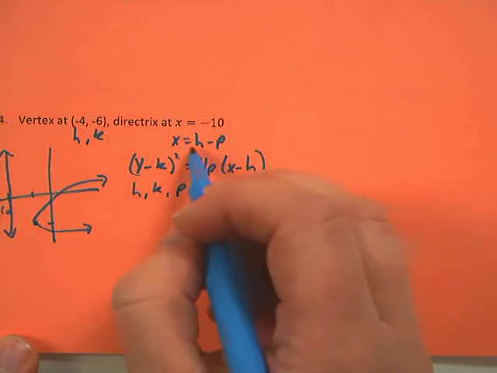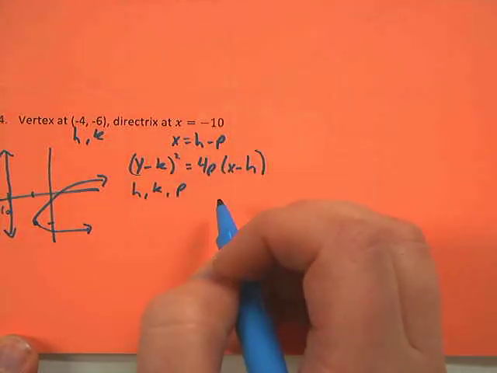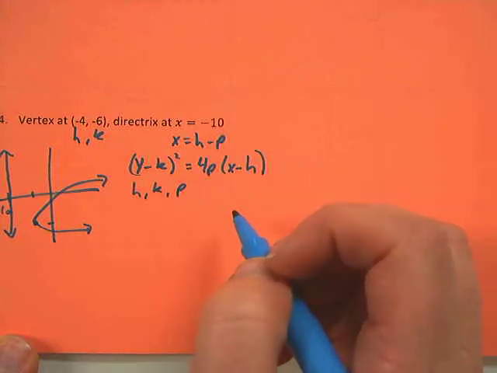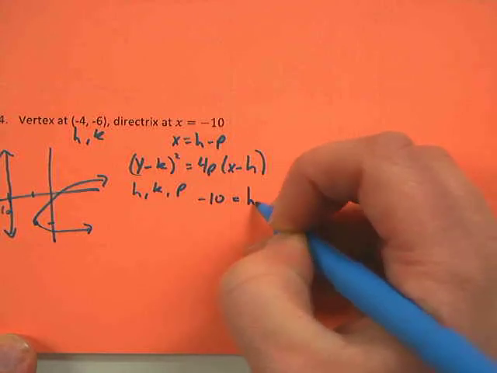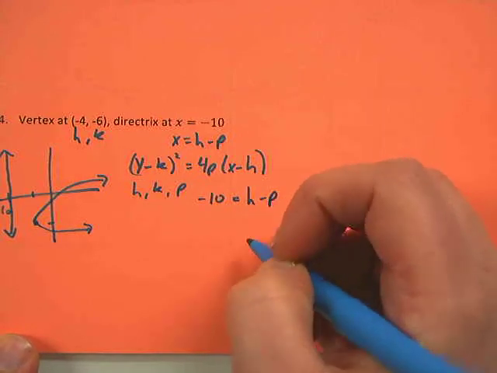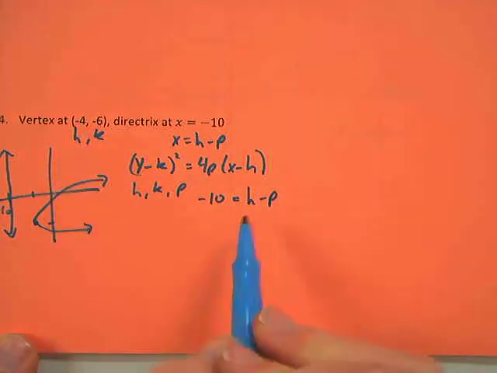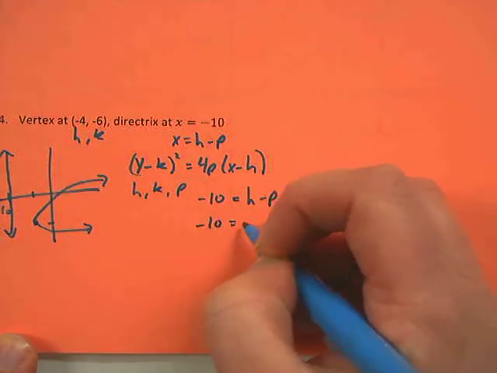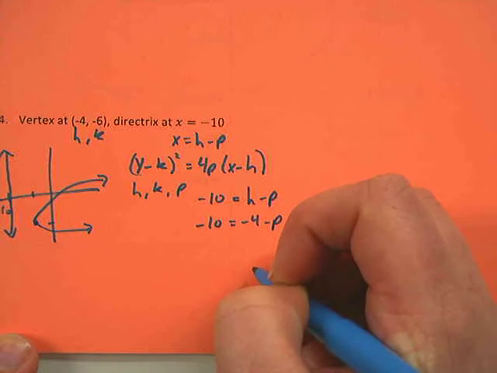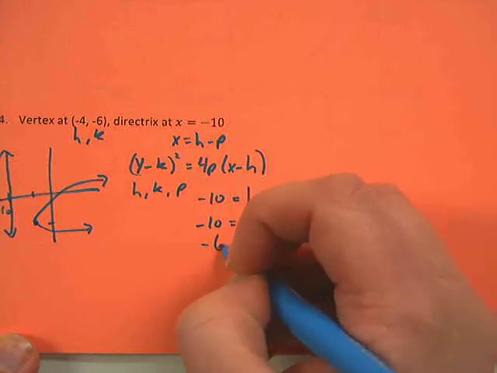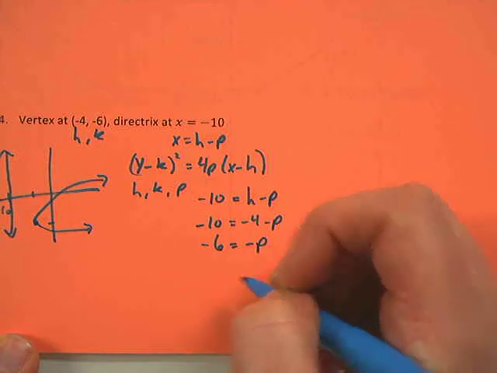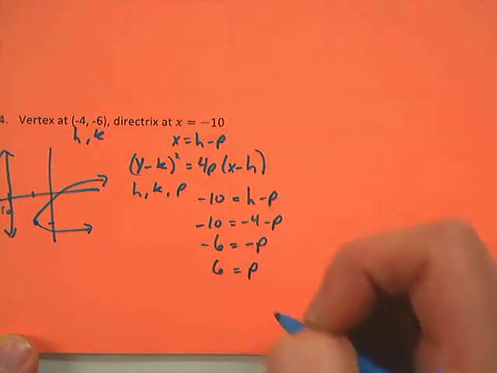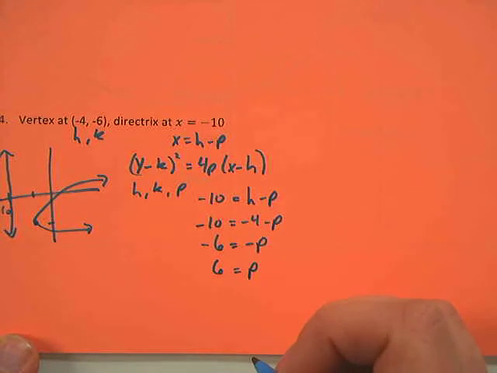And we know that with our directrix, x equals h minus p. And our directrix is x equals -10. So we can go, okay, -10 equals h minus p. And since we know what h is, we can go ahead and plug in h. So we have -10 equals -4 minus p. Then adding 4 to both sides, we get -6 equals -p. And so then 6 would be positive p. So p is 6.